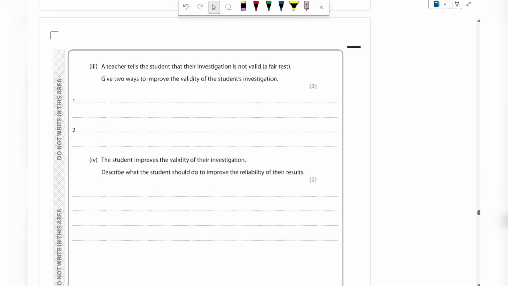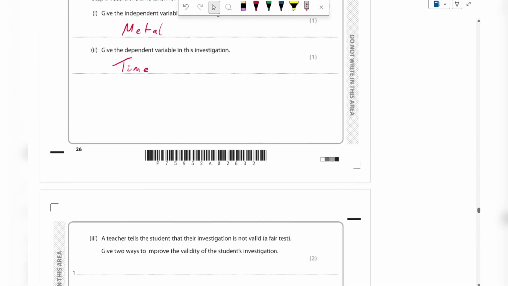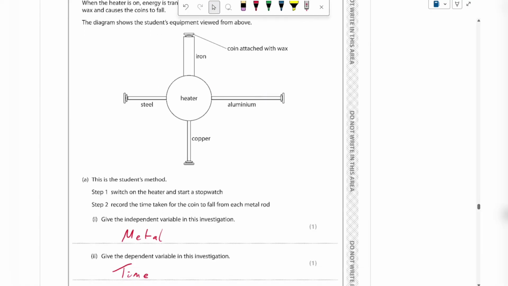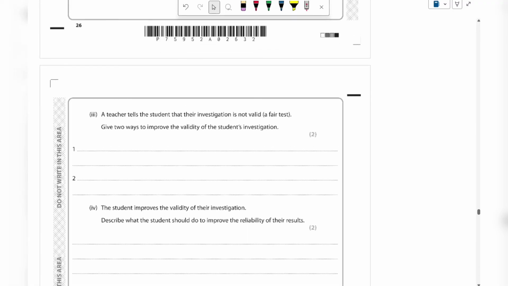Teacher tells student that their investigation is not valid. Two ways to improve the validity. What's wrong with that? Yeah, okay, these distances are not the same, are they? This is much longer than this, so I think that's probably the first thing to do. So get the rods the same length.